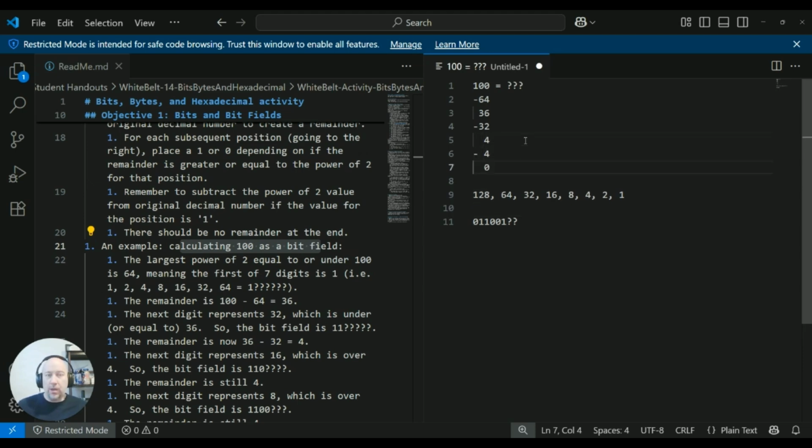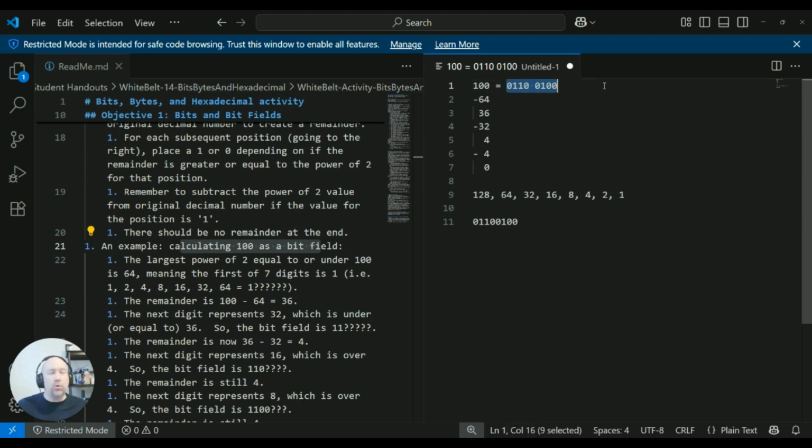That leaves 0. Because there's 0 remaining, the remaining digits are also 0. Nothing else fits, so we can say 0 and 0. So the final answer for 100 represented as a bit mask or a bit field is 0110 0100. You may see them all together, or you may see a space between the groupings of 4 digits.